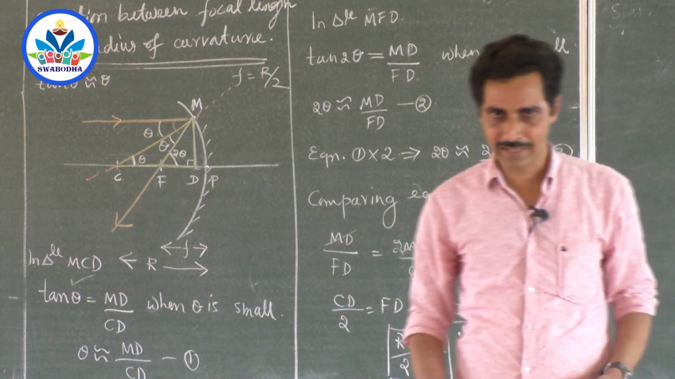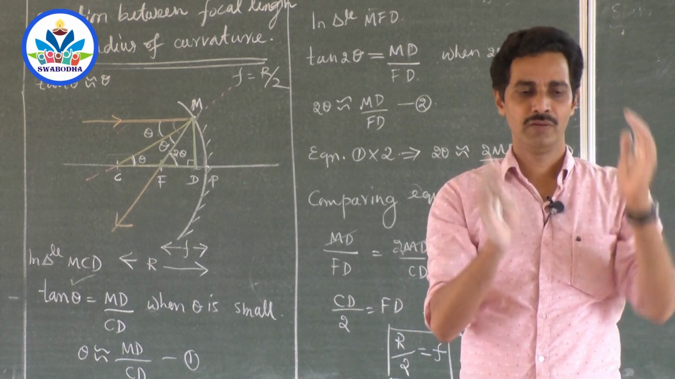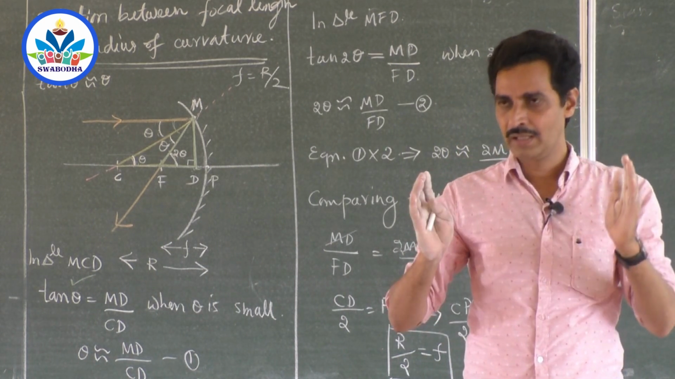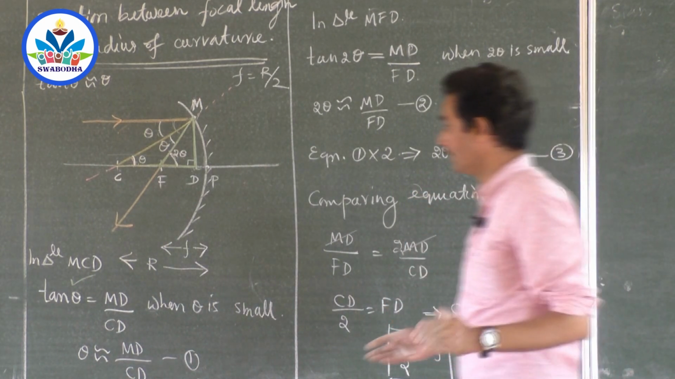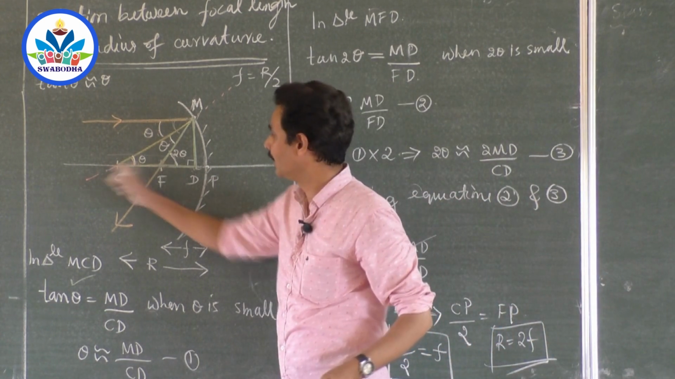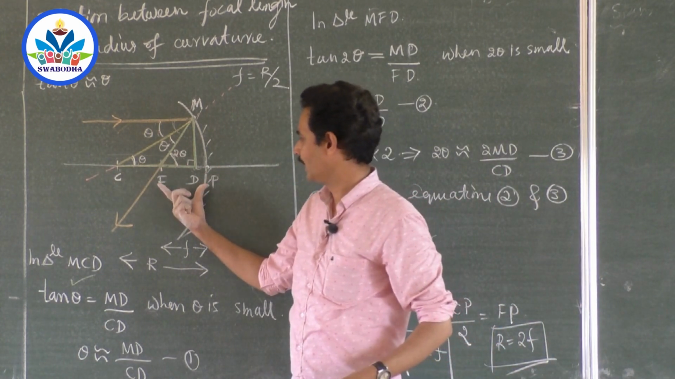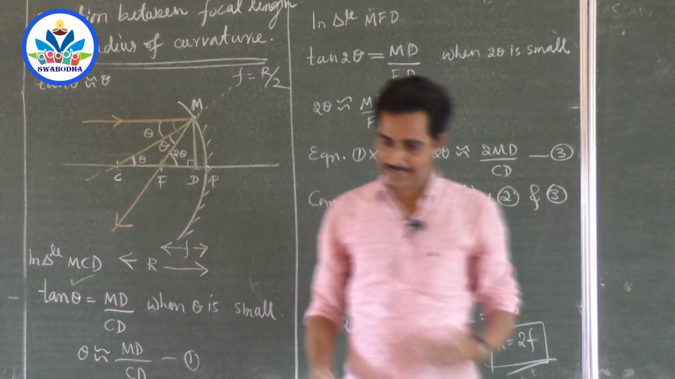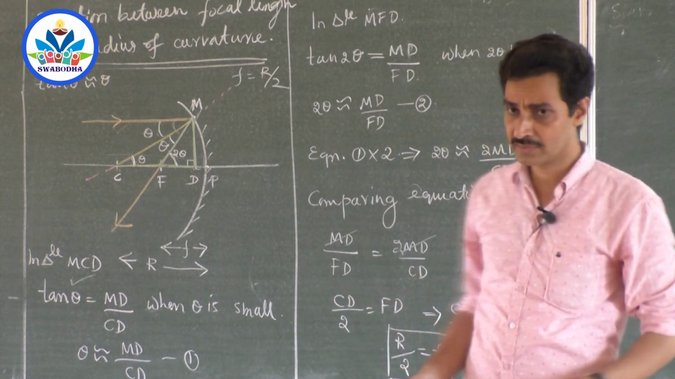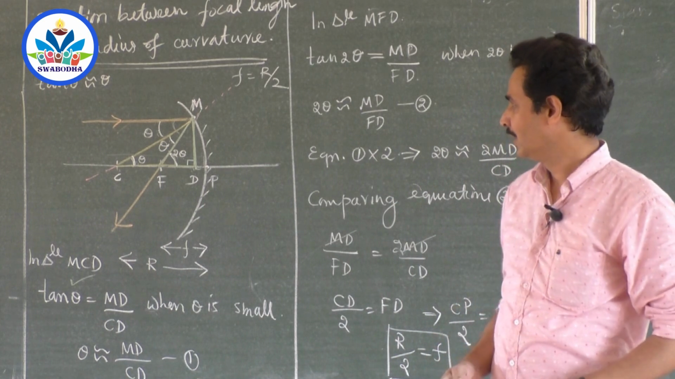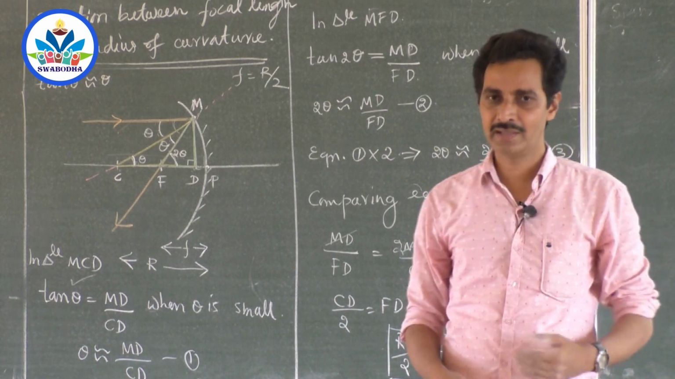So don't learn it by heart like a formula. Imagine always, focus is at the middle of center and pole. That means focal length is always half of the radius. So this may be a 3 marks question, a very easy derivation: obtain the relation between focal length and radius of curvature.